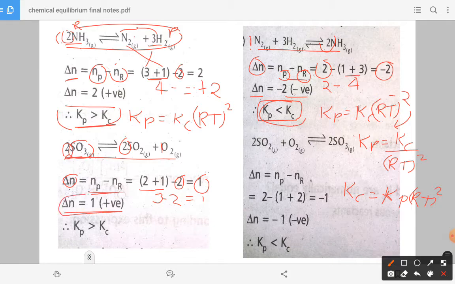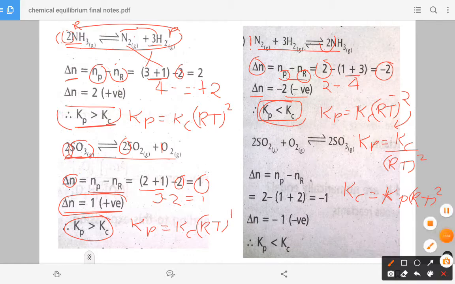So once delta n is positive, it indicates that Kp is greater than Kc. Again, if you want to write the relation here, Kp equal to Kc into RT to the power delta n. How much did you get now? 1. So this is the relation.